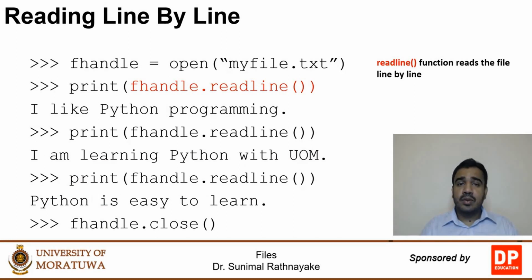In the early example of reading files, we used the read function, which reads the whole file at a single go. We can also ask Python to read a file line by line instead of reading everything at once. This can be achieved by using the readLine function. After opening the file, we can call readLine with the relevant file handle to read the file line by line. In the example shown, we print each line read from the file.